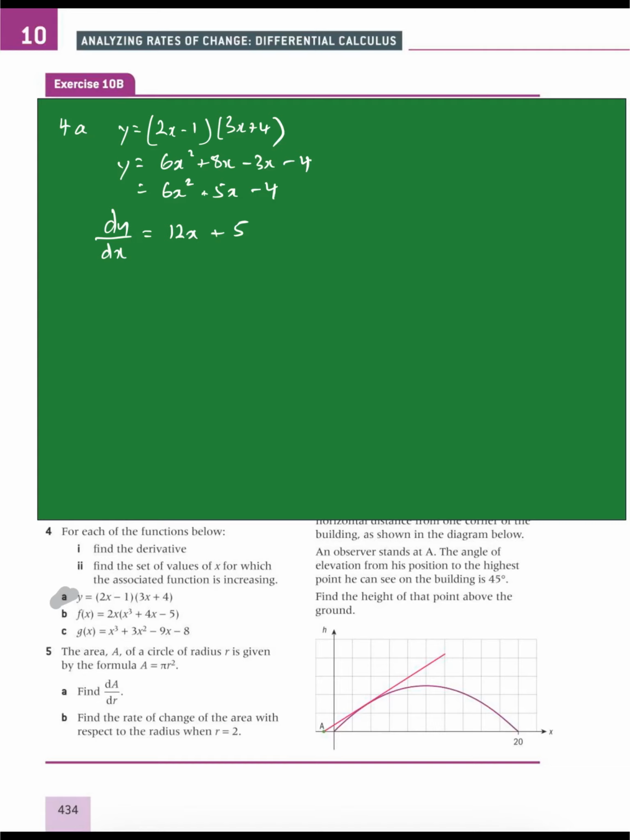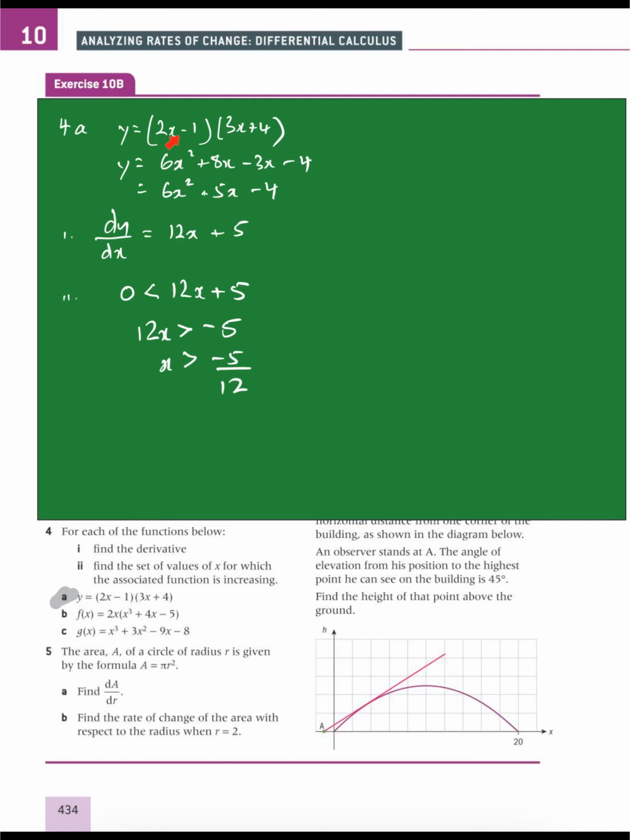Now it says 1, find the derivative. We've done that. 2, okay, so part 2, find the set of values of x for which the associated function is increasing. It's increasing when the slope, the derivative, is greater than 0. So when this is greater than 0, let's resolve this one. We've got 12x is greater than minus 5. x is greater than minus 5 on 12. So that should be true for when x is greater than minus 5 on 12. That would be where the function is increasing.